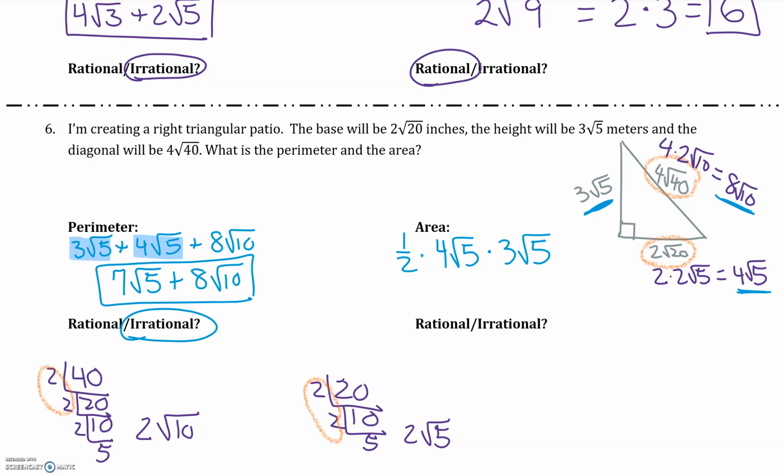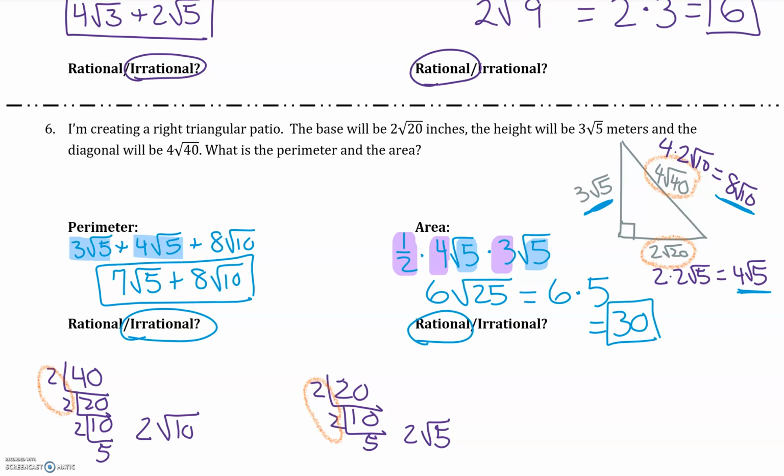Sorry about that. So we are going to multiply coefficients with coefficients, radicands with radicands. So half of 4 is 2, okay, and then 2 times 3 is 6. And then the square root of 5 times the square root of 5 is the square root of 25. We should know that the square root of 25 is the perfect square of 5. So this gives us 30. 30 is a nice whole integer, so that is rational.